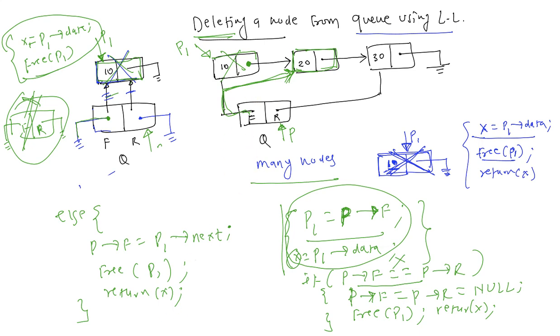So let's write the complete code for this delete. Now here, this is int dq.